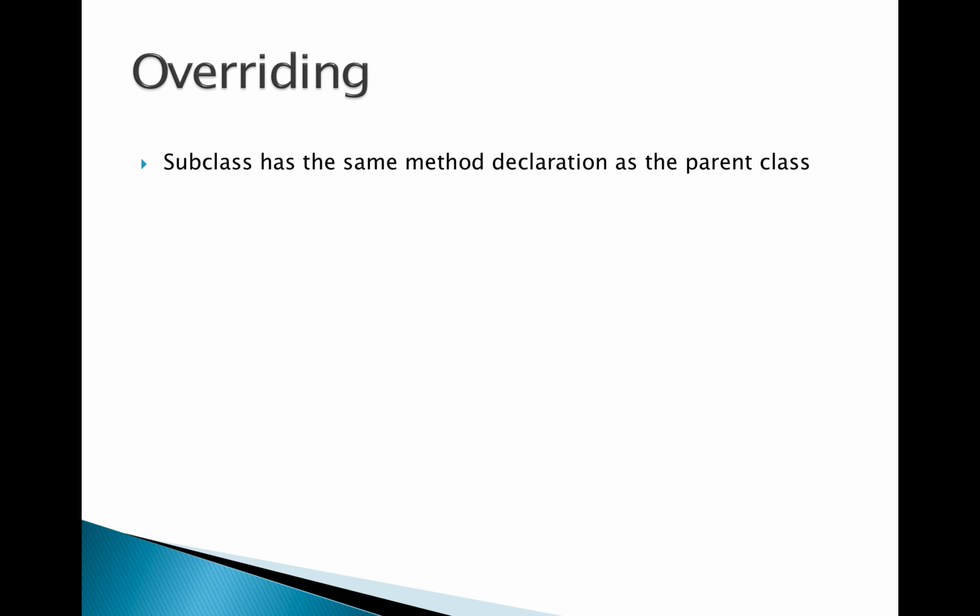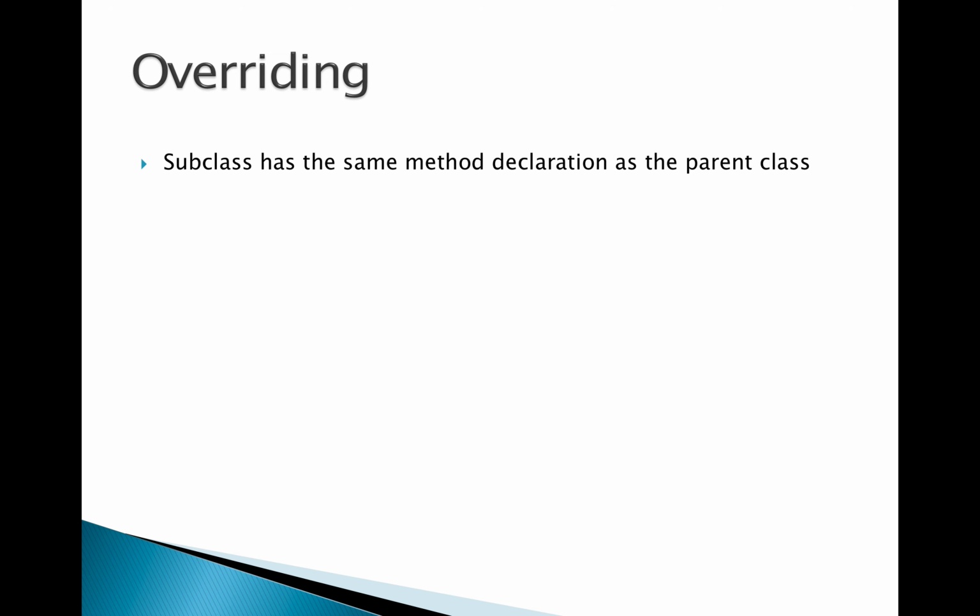Overriding happens between the parent class and the child class. So it happens only with inheritance. It will not happen within the same class. If a parent class defines a method, let's say void foo, the child class will define the same method, void foo. So why do we need to do that?